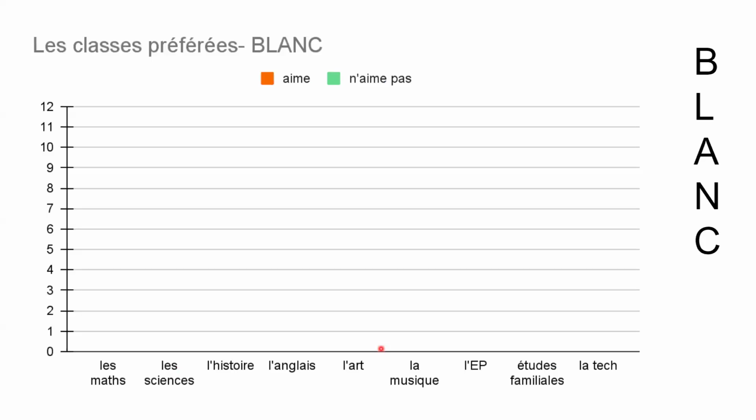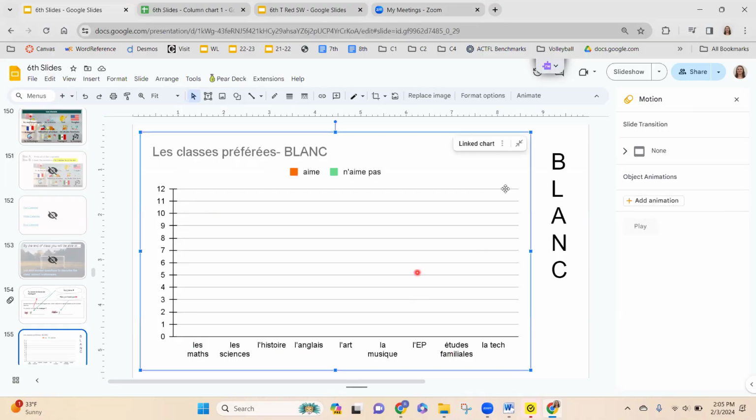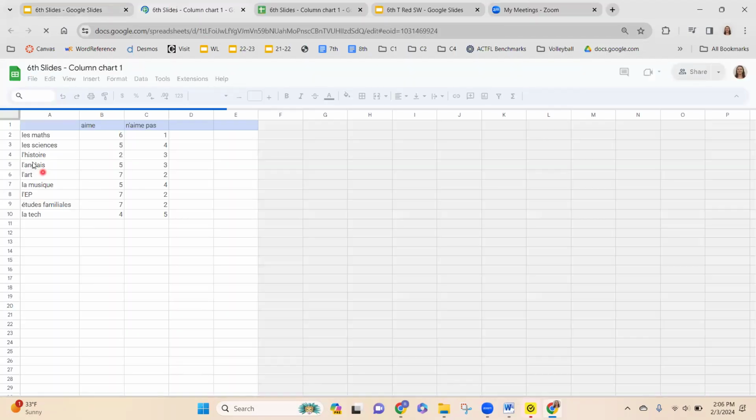So I built this chart here that's linked to a spreadsheet. So actually, come out here. This is what it looks like, totally blank. It has all of the classes down at the bottom that were on their sheet that they had to ask about. So like I said, it's linked to this spreadsheet here.